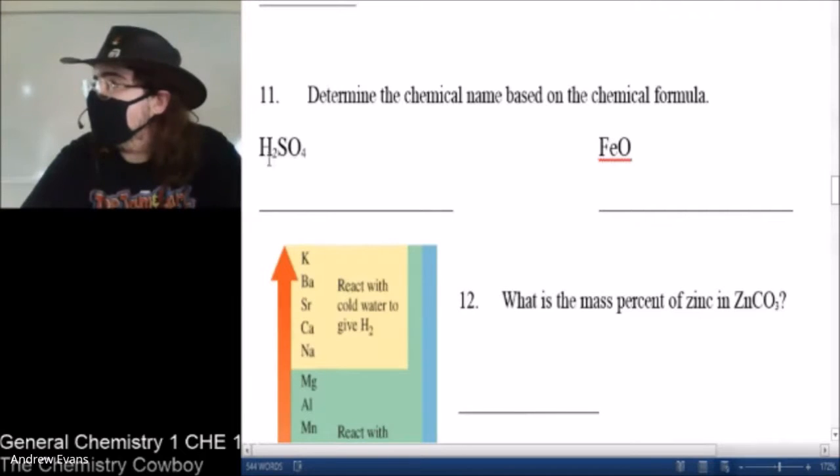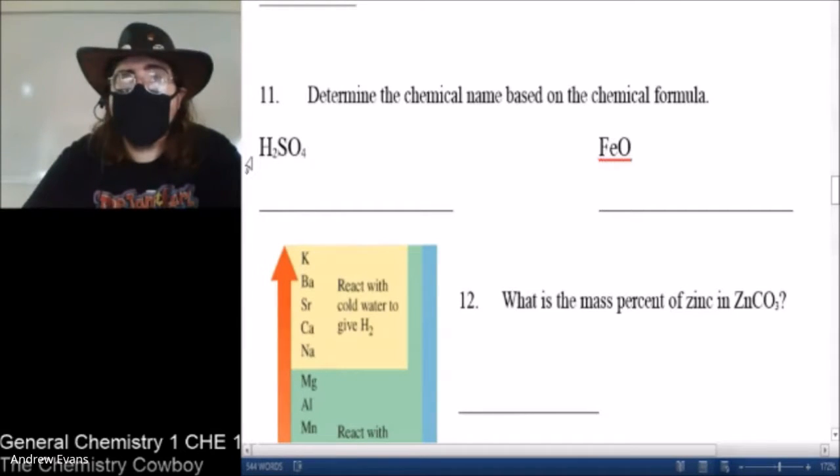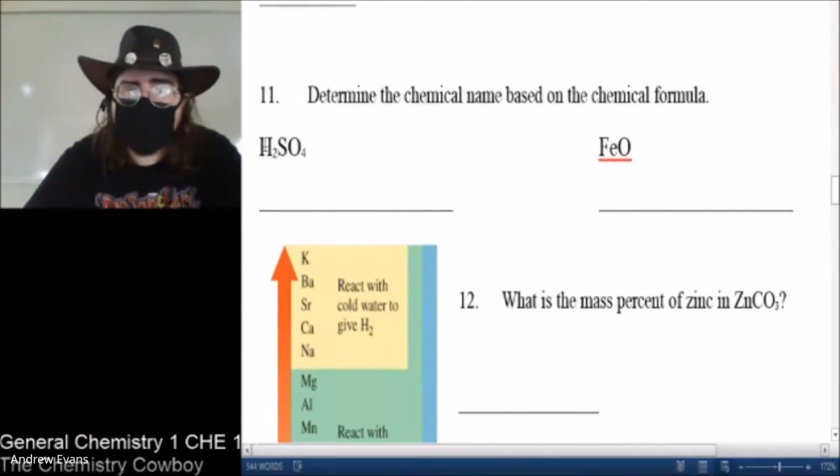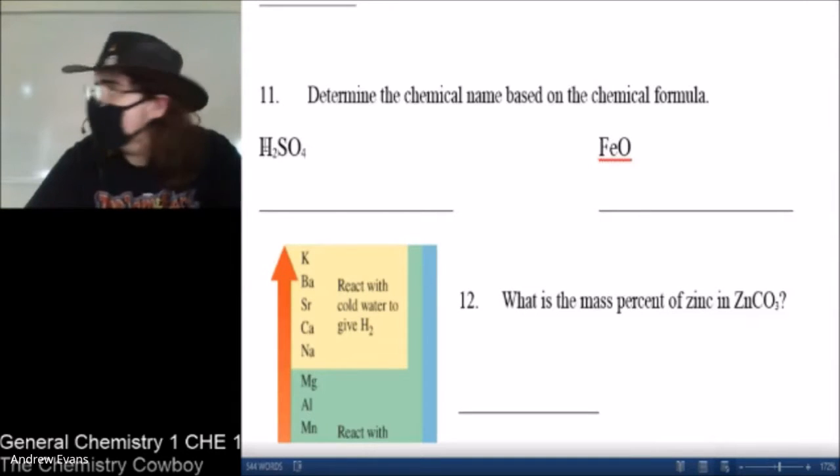So when we add a bunch of hydrogens to sulfate, it becomes an acid. So this becomes, the ate gets turned into ic acid. So this would be sulfuric acid.